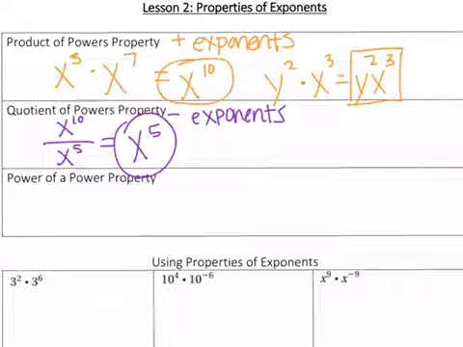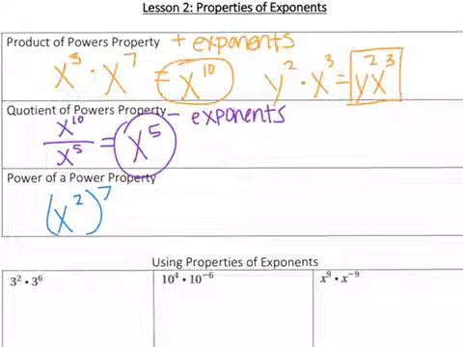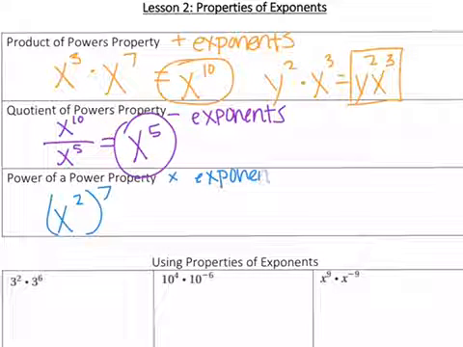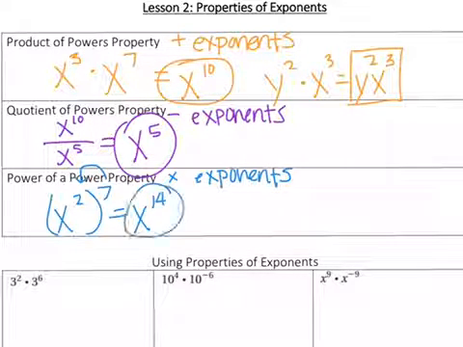The last is the power of a power property. So you might see something like this: x squared, and then we're going to have it also to another power of 7. So that's the power of a power: x to the 2nd power, to the 7th power. What you're going to do here is multiply the exponents. Think about it like the distributive property. You just multiply it to whatever's inside. So this becomes x to the 14th power, and that's your answer.